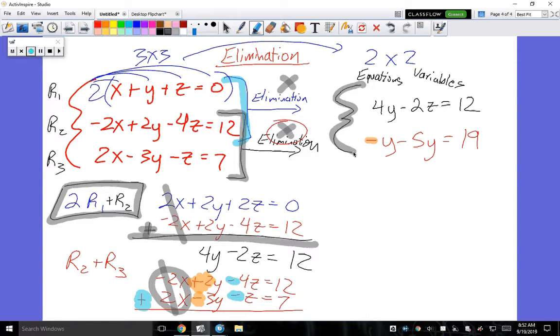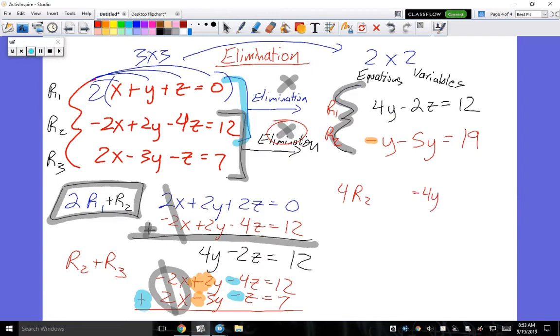Which variable do you want to eliminate? Y. Okay, so here we go. To eliminate y, I'm going to do what? Multiply row what? Row 2. So this is like a new row 1 and a new row 2. Okay? So we're going to multiply row 2 by 4. You go with me? And when I do that, I get negative 4y.